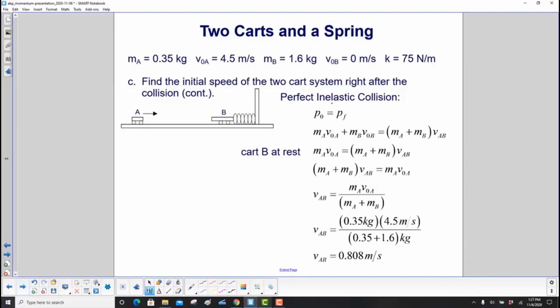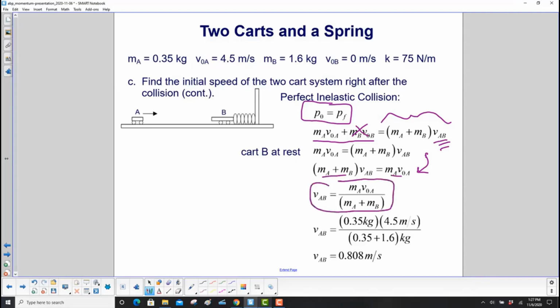So here's our perfectly inelastic collision. Initial momentum is final momentum. The initial momentum will be the individual momenta of both carts, A and B. And the final momentum, since it's stuck together, it works as one object. So the combined mass of m_A plus m_B times v_AB, and this is what we're looking for. Cart B is at rest, so we lose this term. We then switch sides here. So we have v_AB on the left side, that's what we're solving for. We divide through by m_A plus m_B, and here's our equation.